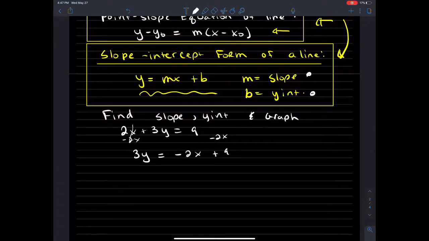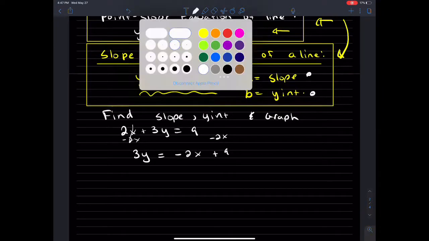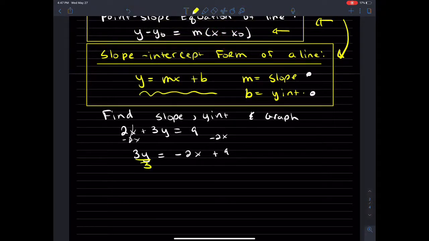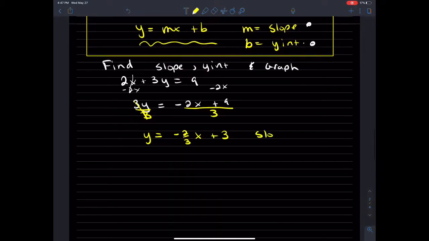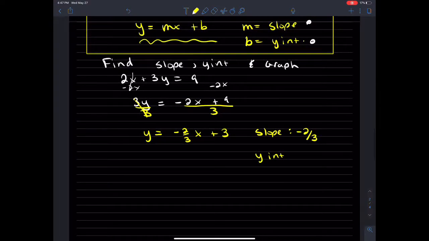And then we got to divide by the 3. We want to divide the whole side by 3, which means then it's distributed to both terms. Minus 2/3 x plus 3. And so my slope is minus 2/3. And my y-intercept, it's 3, but basically you plug in, you can see why it's the y-intercept. You could plug in 0 here, and that zeroes out, and then we get y equals 3. So 0, 3 is my y-intercept.